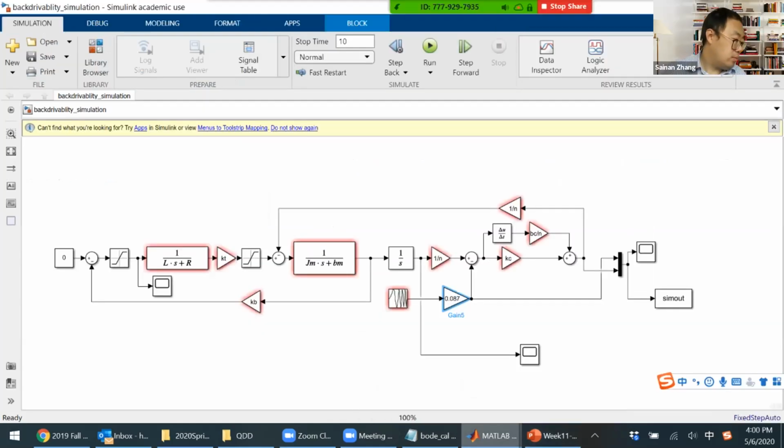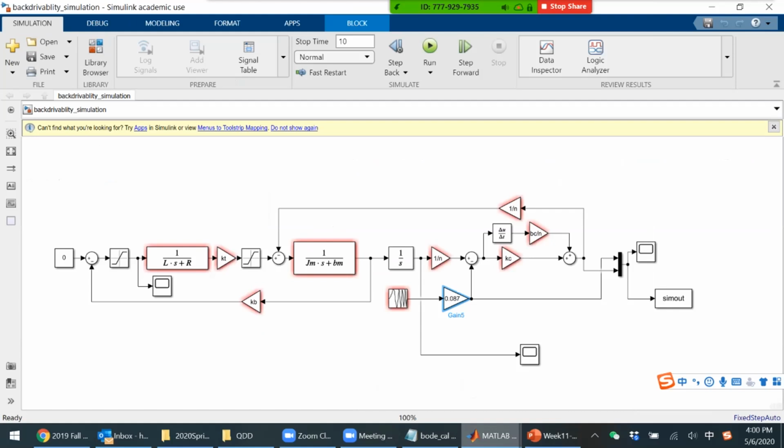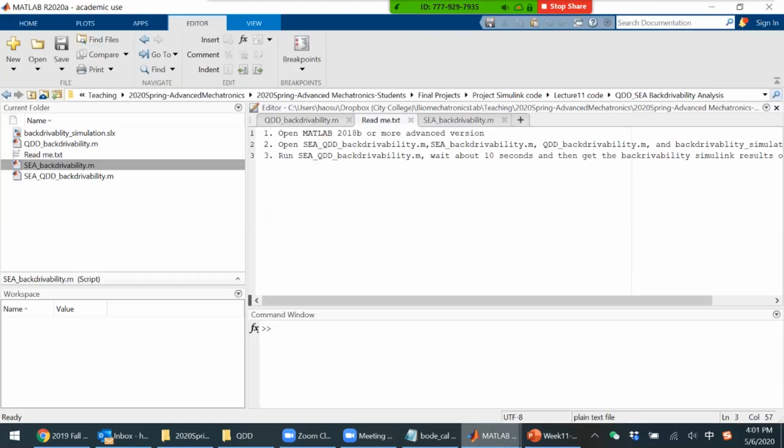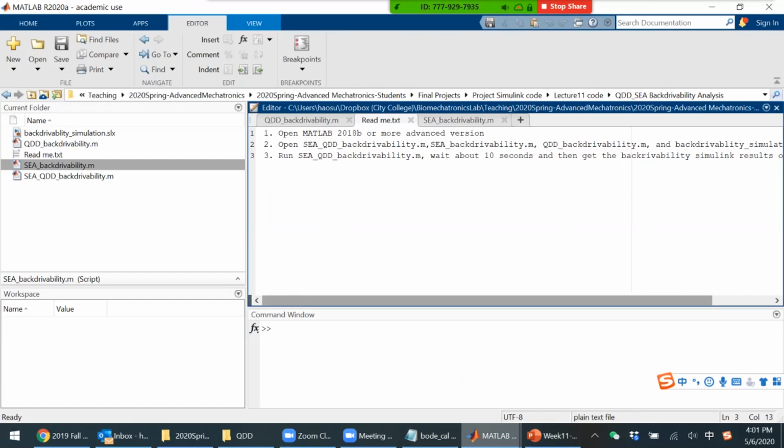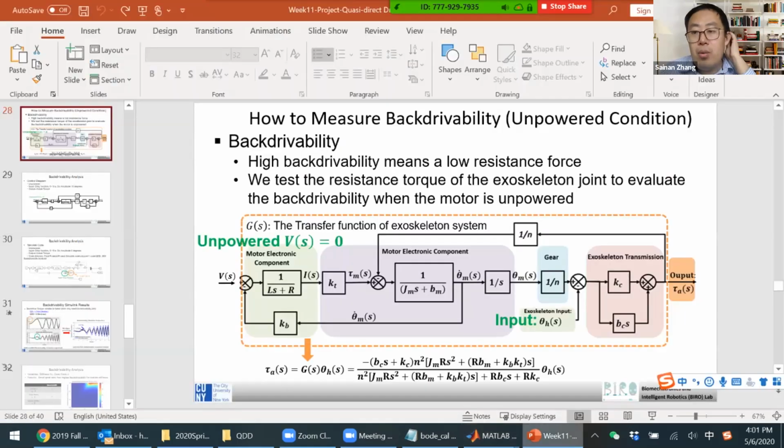Yeah, Professor. How come the conventional backdrivability code is not shown here? Or do you want us to add it to the code? Because it looks like it's just SEA and QDD that you provided. I think I tried to make this simpler. So we just study SEA and QDD.